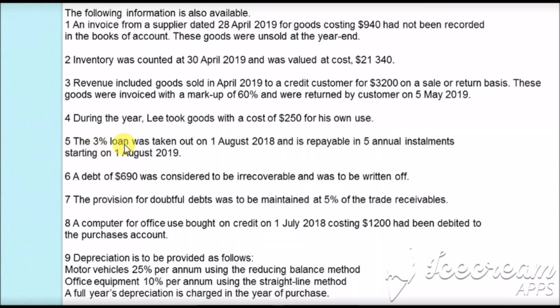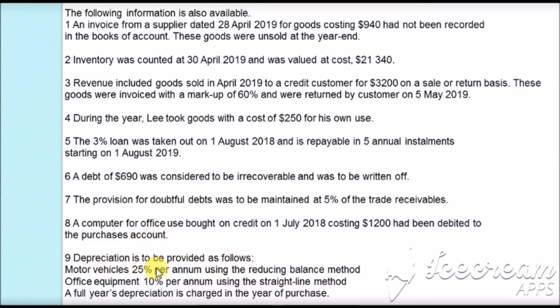Fifth, the 3% loan was taken out on 1st August 2018 and is repayable in 5 annual installments starting on 1st August 2019. Sixth, a debt of $690 was considered to be irrecoverable and was to be written off. Seventh, the provision for doubtful debts was to be maintained at 5% of trade receivables. Eighth, a computer for office use was bought on credit on 1st July 2018 costing $1,200 and had been debited to the purchases account. Ninth, depreciation is to be provided as follows.